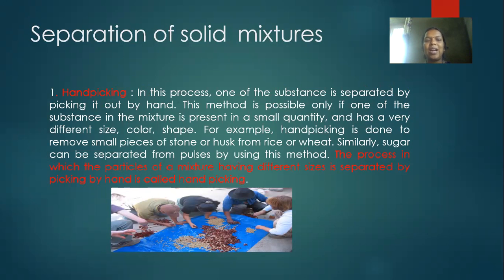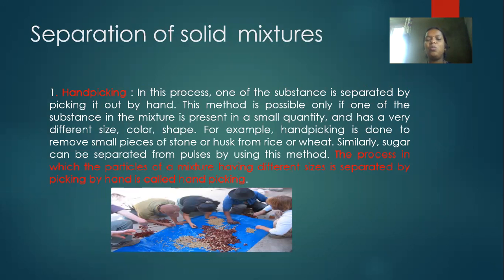Number one, it is hand picking. In this process, one of the substances is separated by picking it out by hand. This method is possible only if one of the substances in the mixture is present in a small quantity and has a very different size, color, shape. For example, hand picking is done to remove small pieces of stone or husk from rice or wheat. Similarly, sugar can be separated from pulses by using this method.